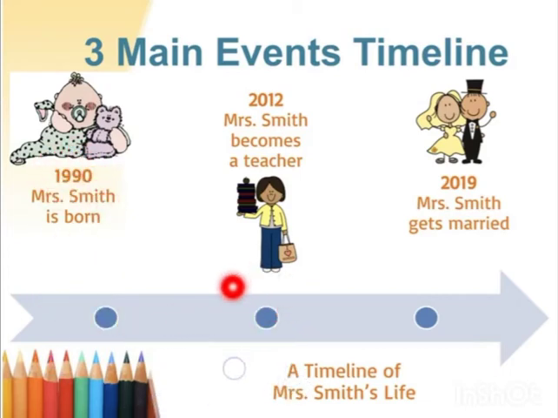Then the second main event in her life is when she becomes a teacher. When did it happen? In 2012. Then she got married in 2019. So in this three main events timeline, you only have to write the main events of a person's life, or it could also be about a company or a product.